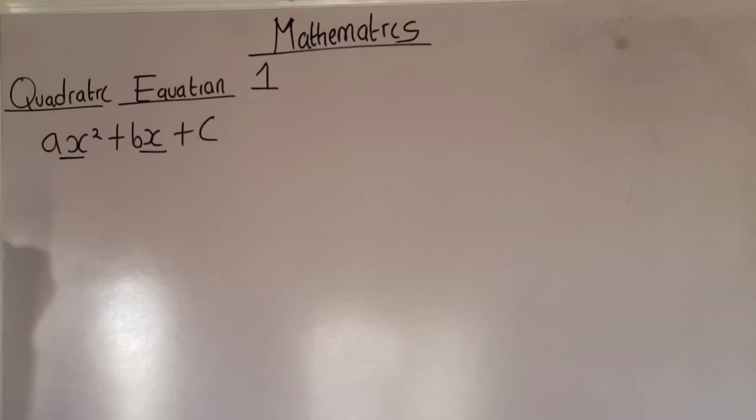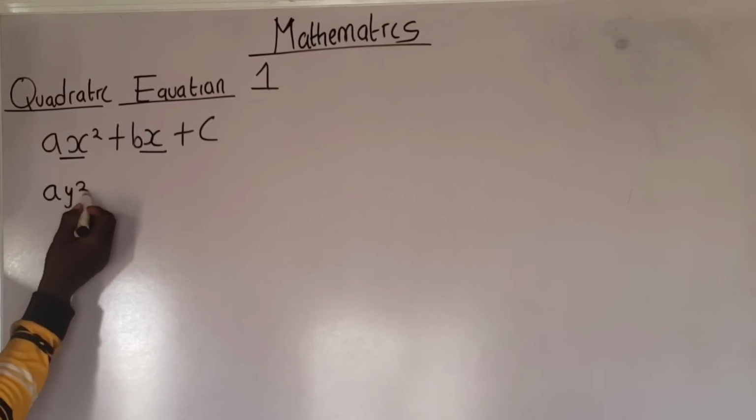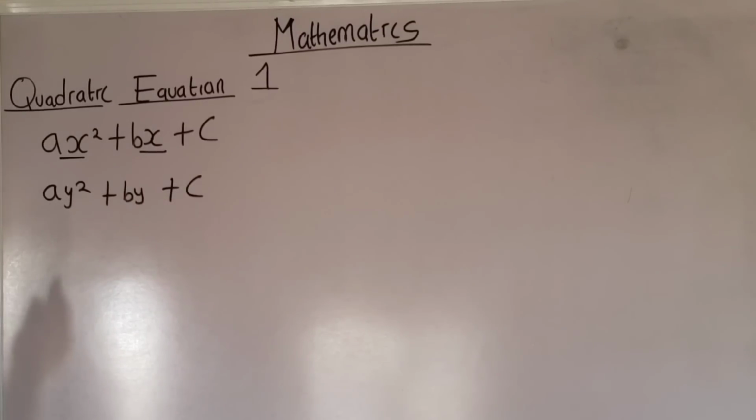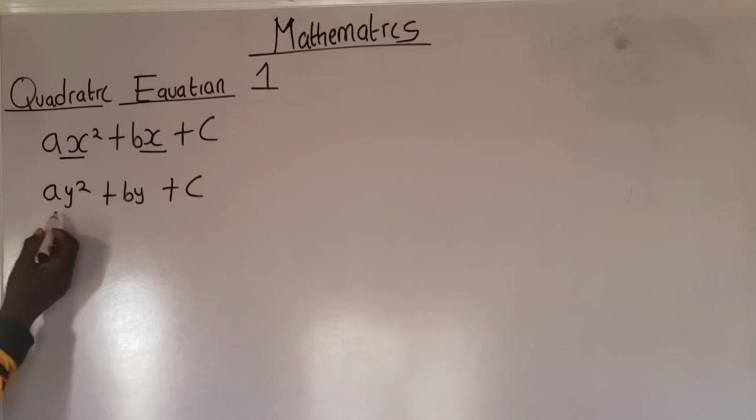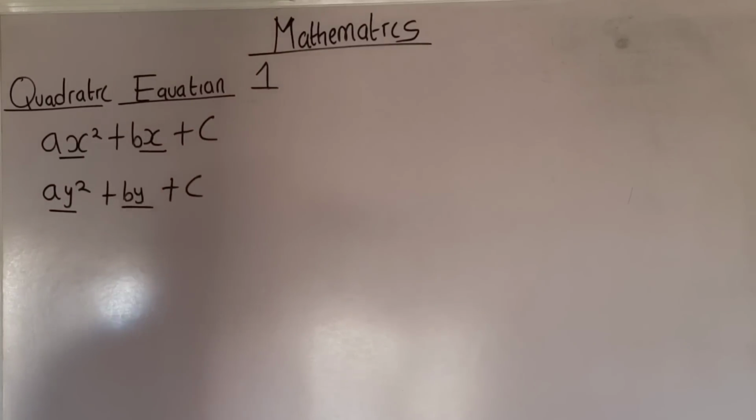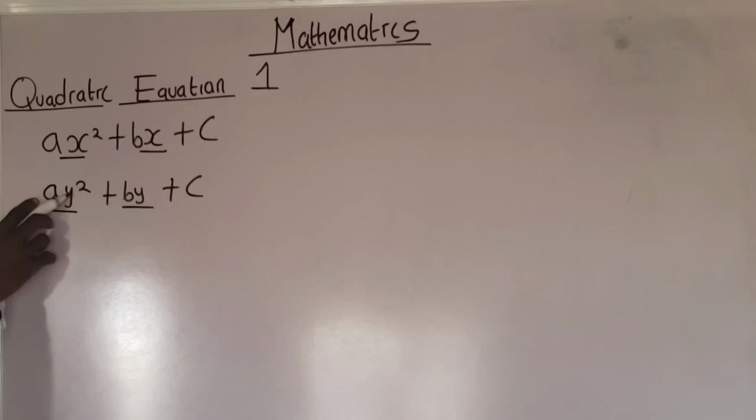Now, if I have another equation, maybe ay squared plus by plus c, this is also a quadratic equation because the highest power of the unknown is 2. So the unknown in this equation is what? y. To know the unknown in a quadratic equation, you have to study the letter that carries the highest power, which is 2. That is how I knew that y is the unknown.